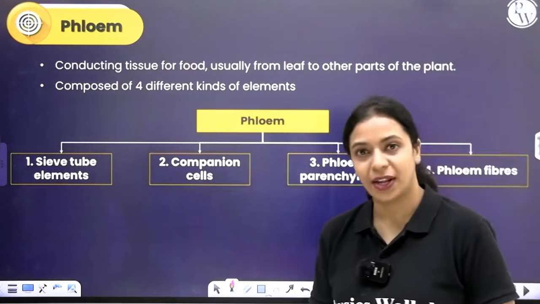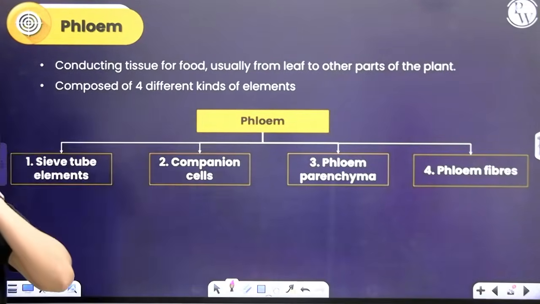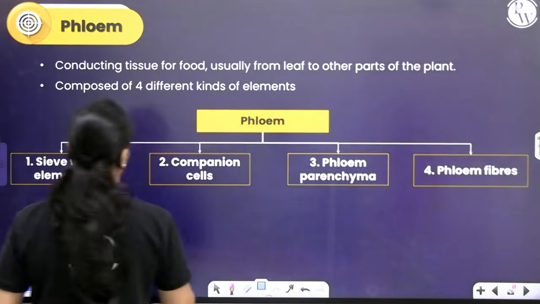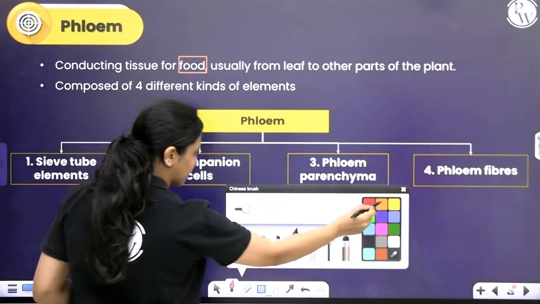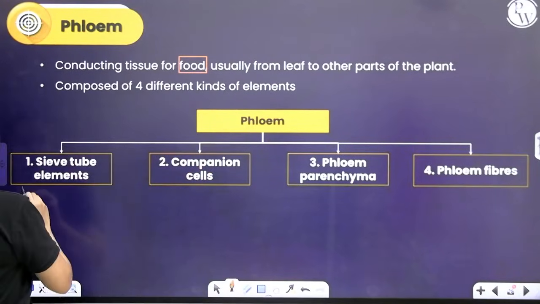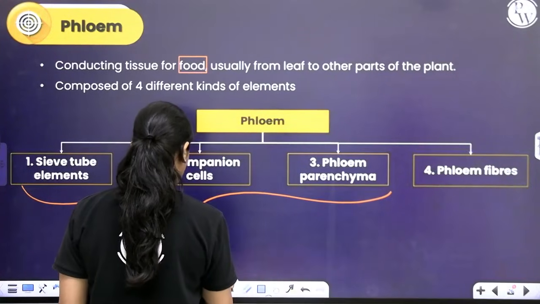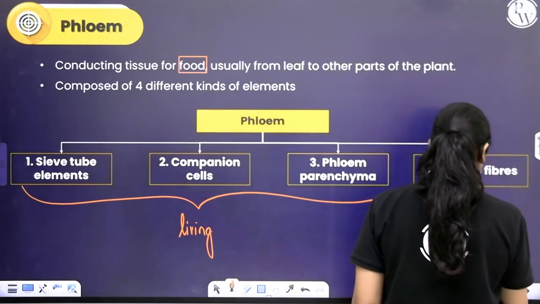Phloem also is a complex permanent tissue. It is made up of 4 different types of cells again. This is involved in the conduction of food across different parts of the plant. Okay? Over here, you have 4 types, of which 3 types of cells are living and 1 is dead.